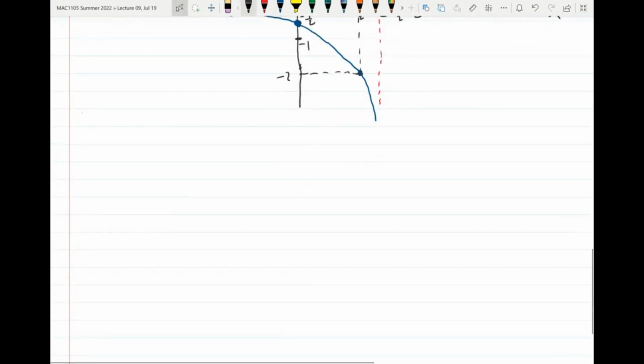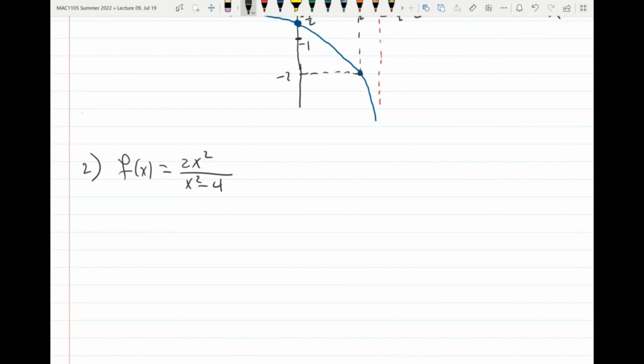All right, so let's see, why don't you try this one on your own? How about f of x equals 2x squared over x squared minus 4. Grab this one.